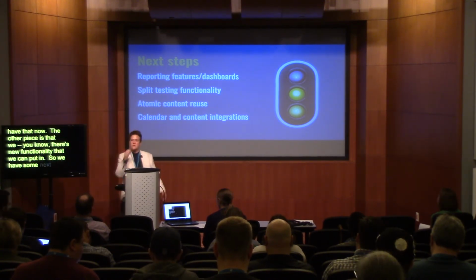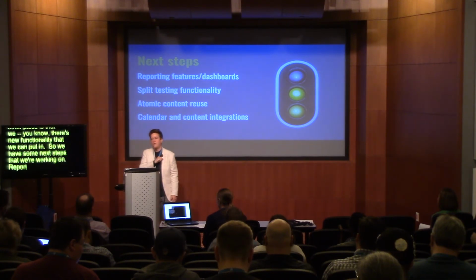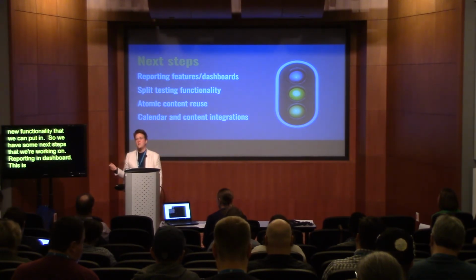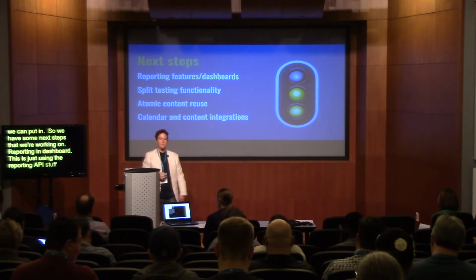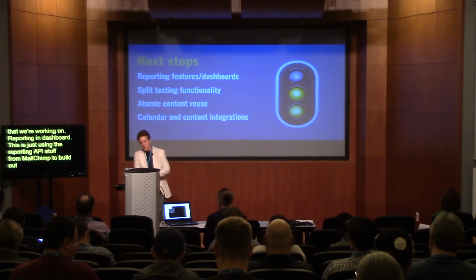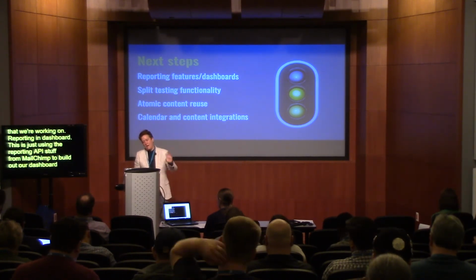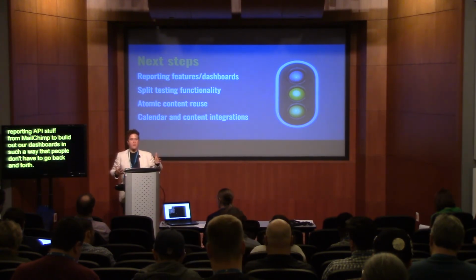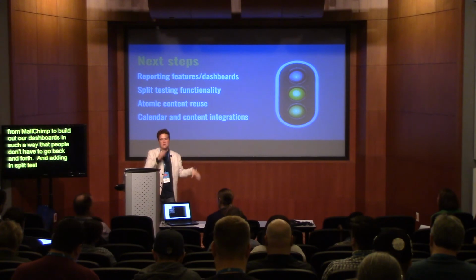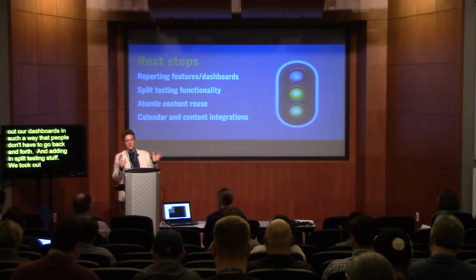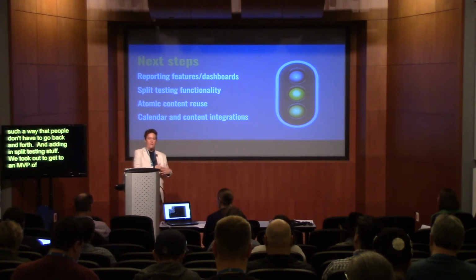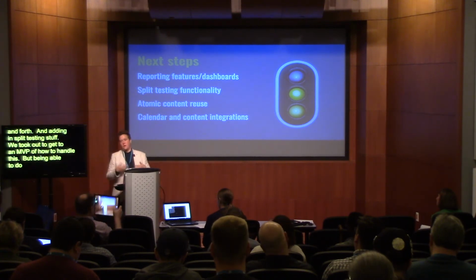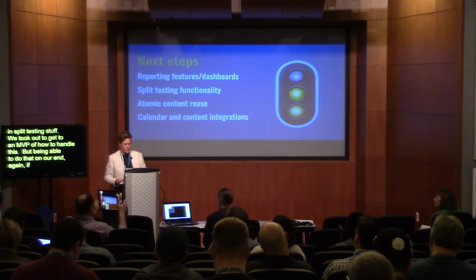Reporting and dashboards. This is just using the reporting API from MailChimp to build out our dashboards in such a way that people aren't having to go back and forth. And then adding back in split testing, which we took out to simplify and get to an MVP of how we're going to handle this. But being able to do that on our end, again, if we want to move off of MailChimp in the future, is easier if we have a little more control over that.